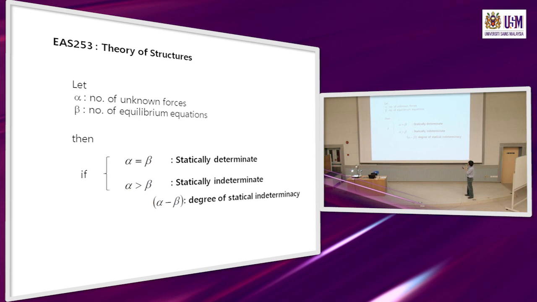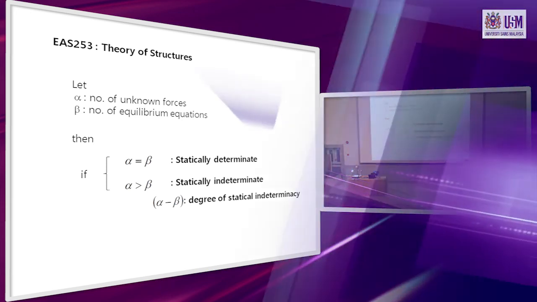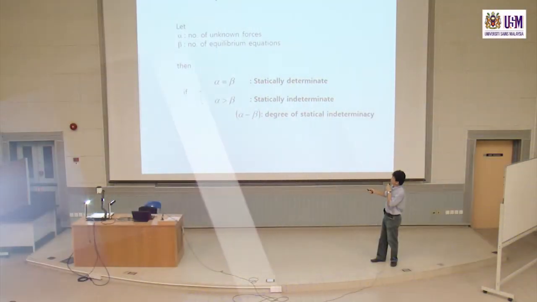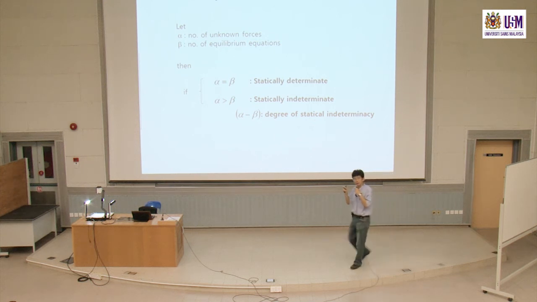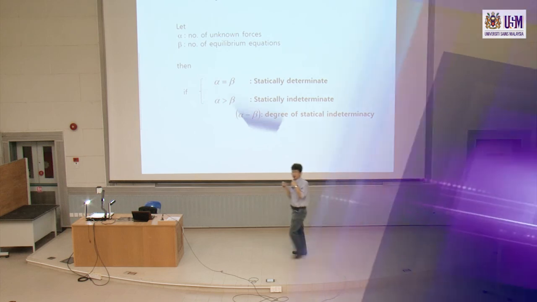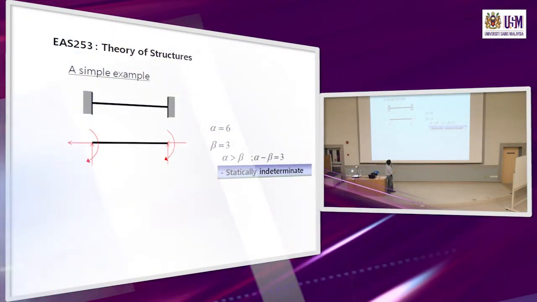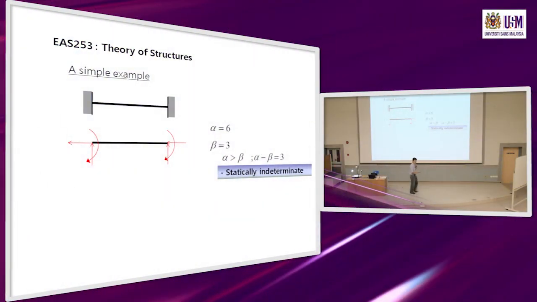For statically determinate structures, the degree of statical indeterminacy is 0, because this is equal to this. Only when this is more than this, and this minus this is a positive number, then that number is called the degree of statical indeterminacy. So let me give you an example. Here alpha is equal to 6.